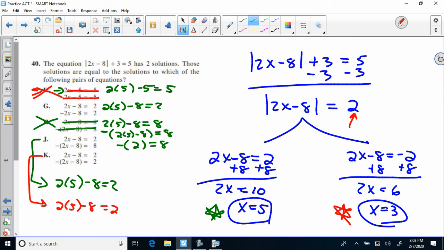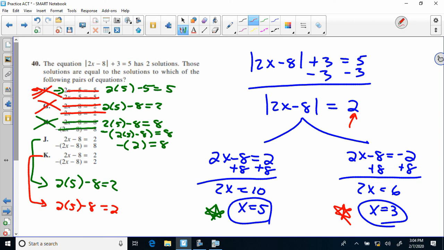So then I'm trying G, the letter G, and I plug in my 3. 2 times 3 is 6, minus 8 is negative 2. And that is not the same as positive 2, so it didn't work in that one. Plug 3 in the bottom one. Negative 2 times 3 is negative 6. And negative 6 minus 8 is negative 14. Negative 14 is not 2, so it didn't work in anything up there.